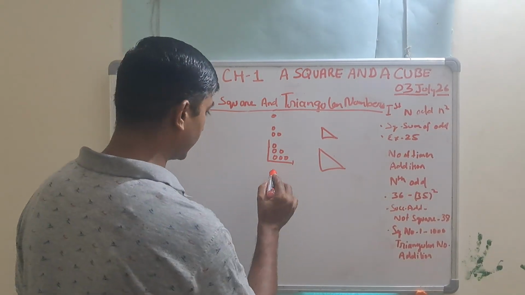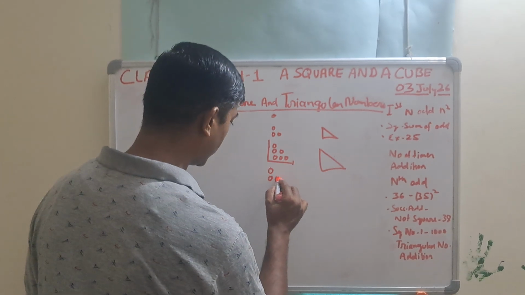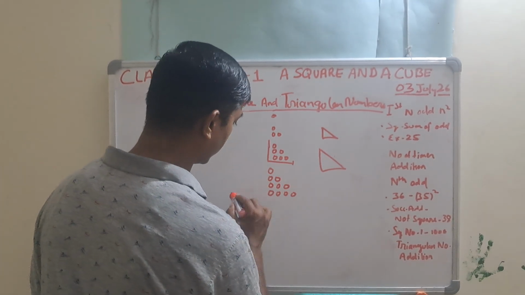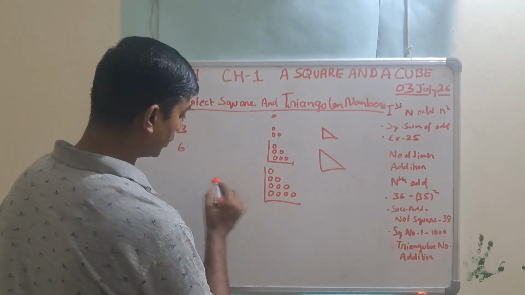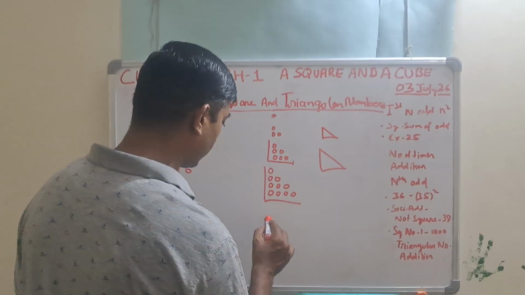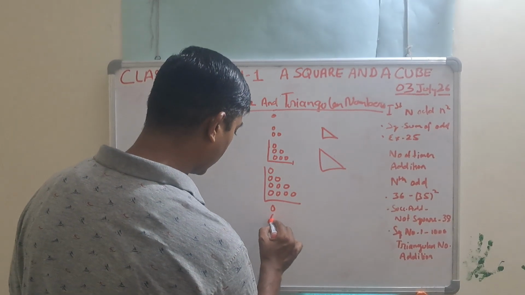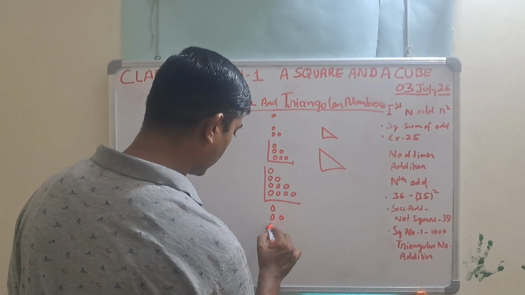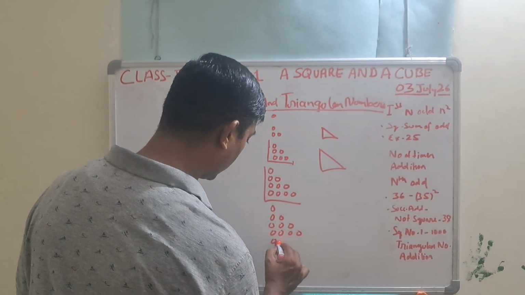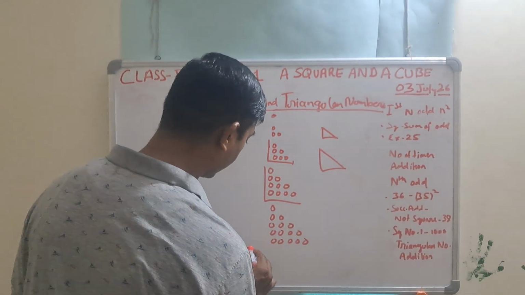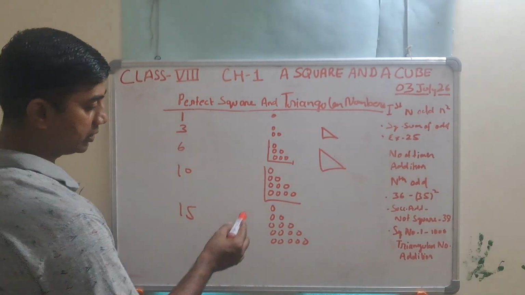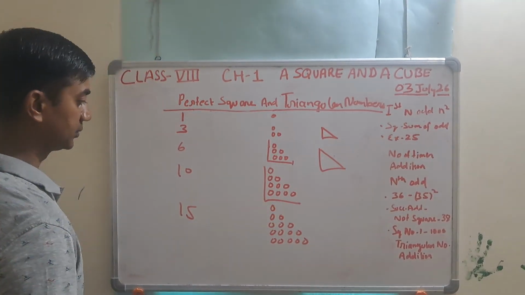Another triangular number is what? 1 2 3, 1 2 3, 1 2 3 4. What is this number? 10. What is another triangular number? Dot, 1 2, 1 2 3, 1 2 3 4, 1 2 3 4 5. What is this number? This number is 15. This is your next triangular number.